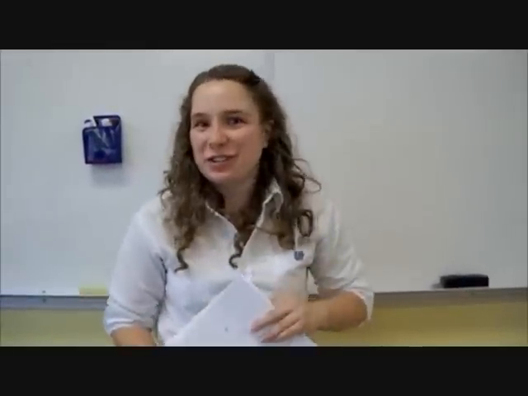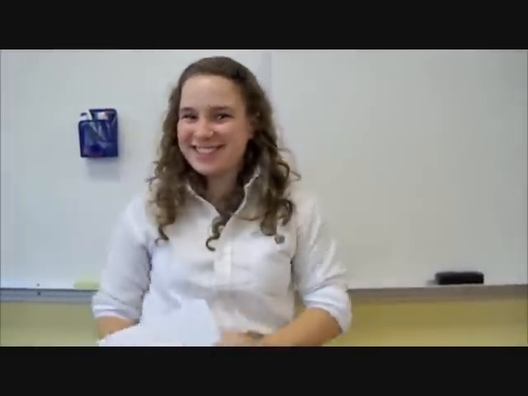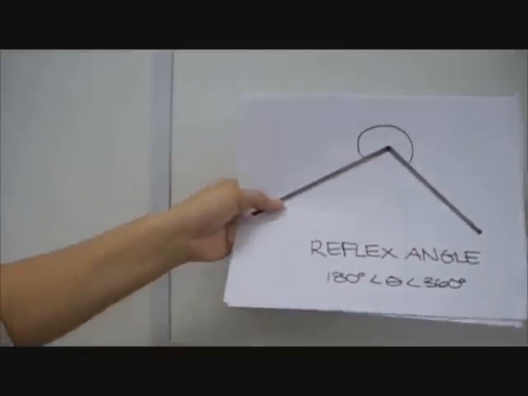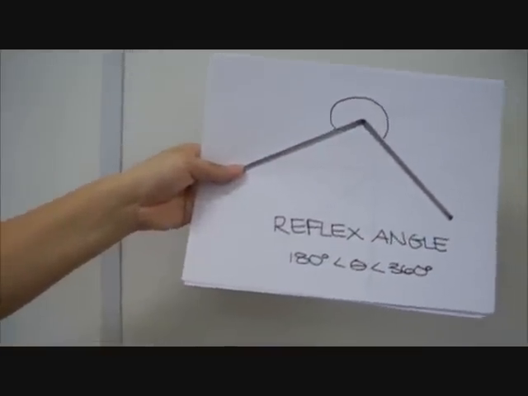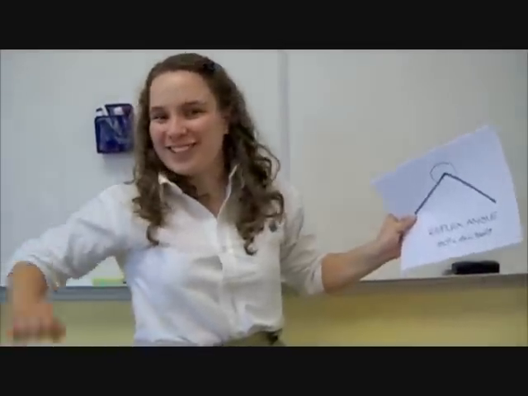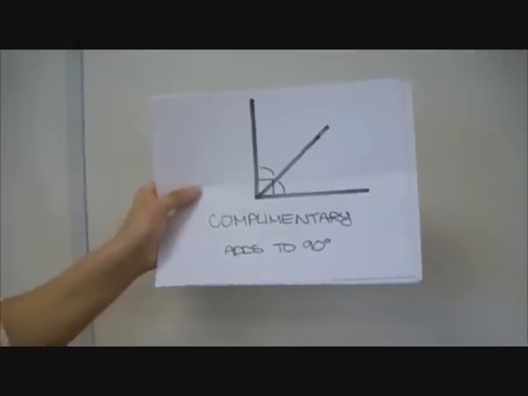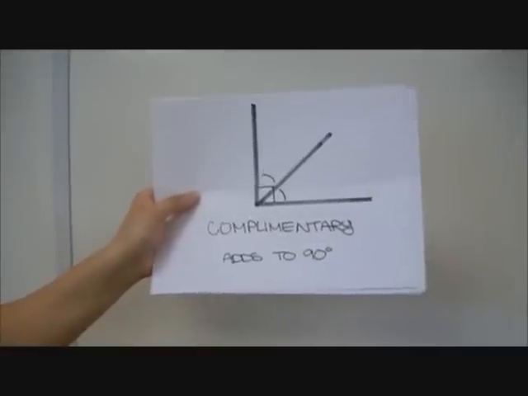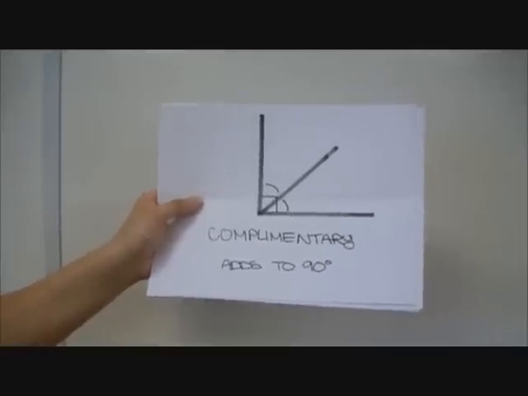Now this is where things get a little tricky class, so pay attention. Do you know what they call an angle that is greater than 180 degrees, but has to be smaller than 360 degrees? This angle is called a reflex angle. Boy, this is angle flex. This next angle is called a complementary angle. It is composed of two angles that add up to 90 degrees.